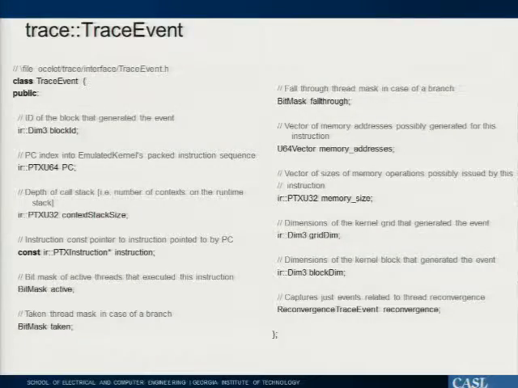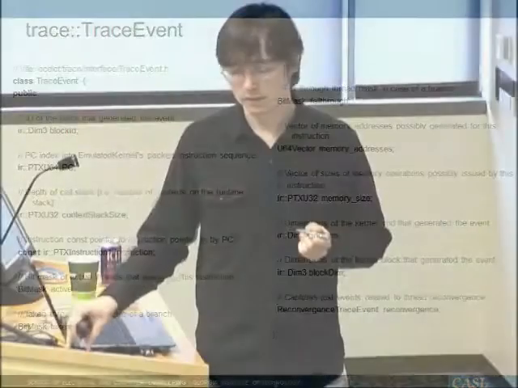Here's the actual class. Here's the PTX instruction instance. We have a whole set of slides on this later in the tutorial that explains how PTX is represented, but the short story is the trace generator can see all of the analysis that the rest of Ocelot can. There's a bit vector indicating which threads are active. So these correspond to which lanes of the SIMD processor are predicated on for execution. And then the vector of memory addresses.